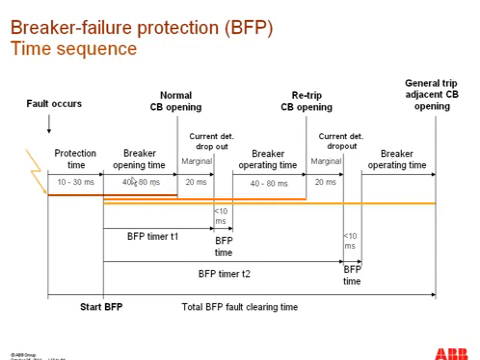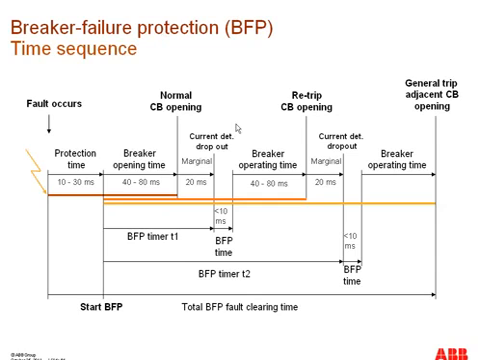And 40 to 80 milliseconds is the breaker opening time, and then we give a little bit of margin, about 20 milliseconds. And if the current is still there at the end of the timer T1, then a trip signal is given out. A retrip signal is given out.